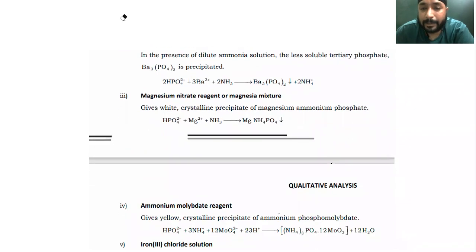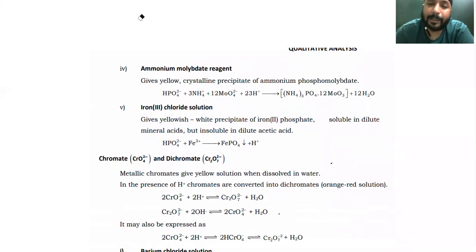Magnesium nitrate reagent, also known as magnesium mixture. What exactly happened? Hydrogen phosphate, magnesium ion, ammonia: I'll get magnesium ammonium phosphate, which is again a white precipitate. This mixture is known as magnesium mixture, and it is used in the qualitative analysis of cations.